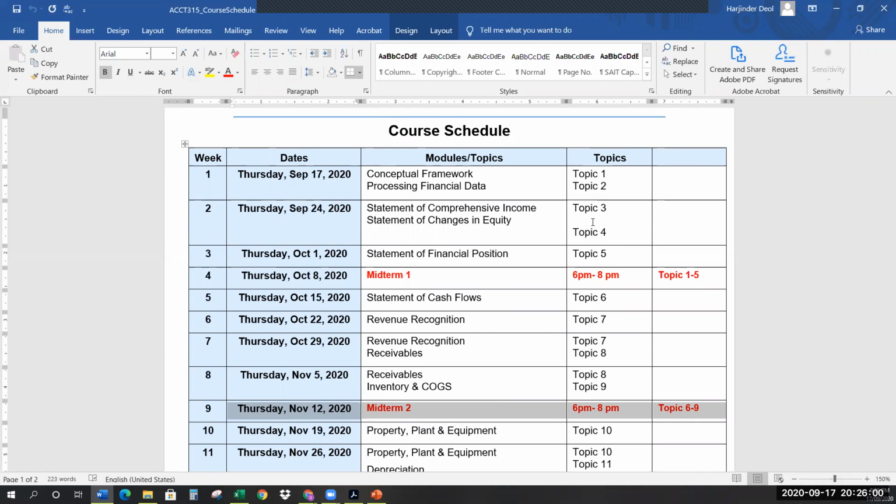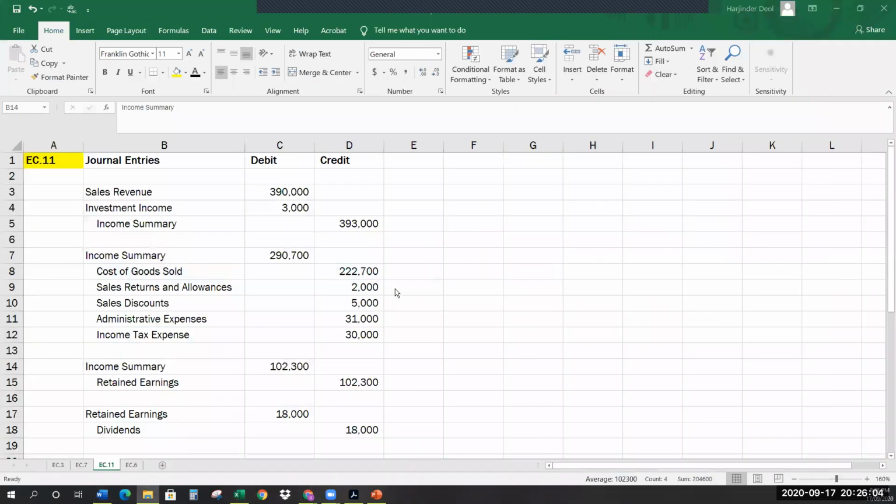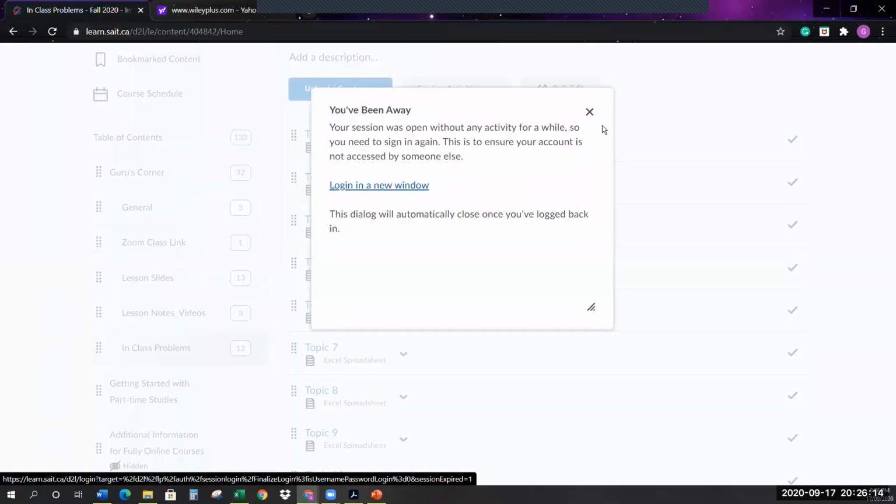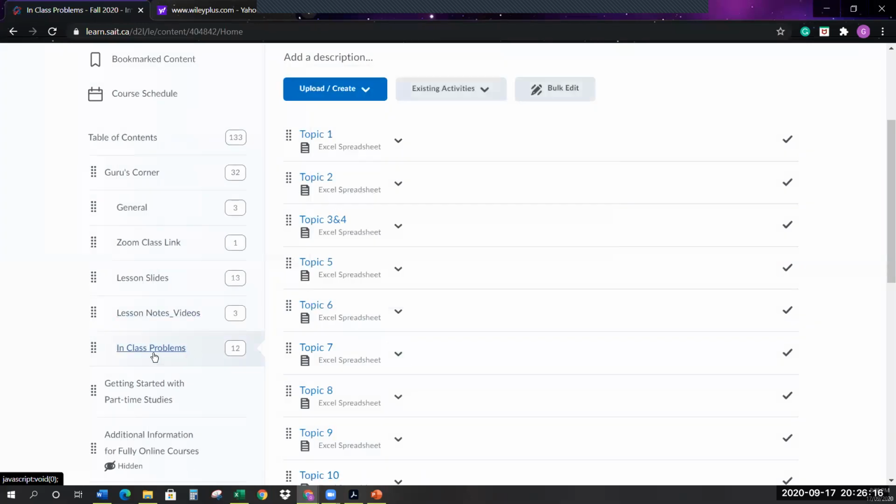Okay, so we will be going through a bunch of examples. If you do get some time, I would highly recommend that you look at the practice problems that are already posted on D2L and take a stab at that. Okay, so under the IC, the in-class problems, for topic 3 and 4, there is one Excel sheet posted. So take a stab at that. So that is what we will focus on next week.